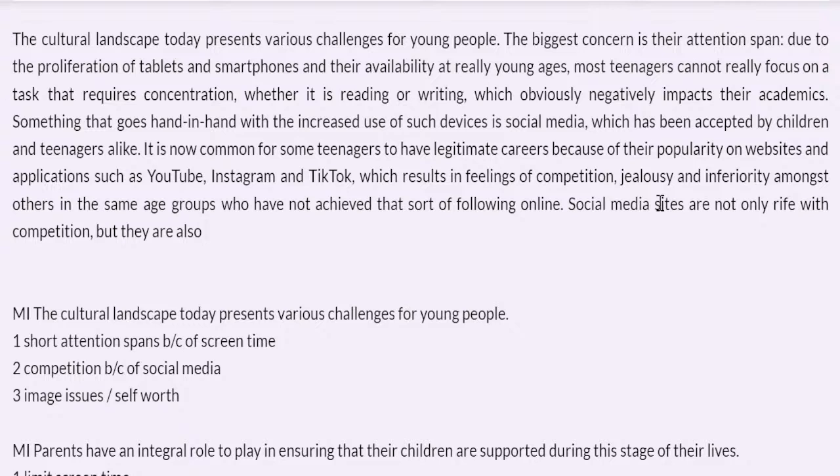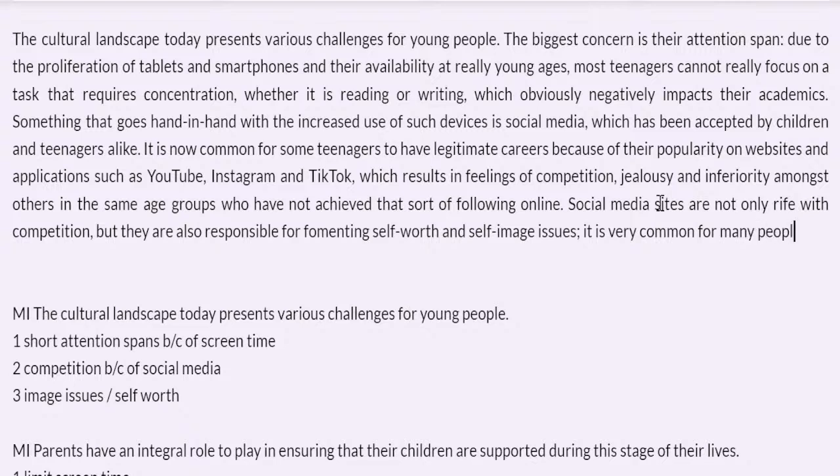So these sites are not only rife with competition, but they are also places where, well, they're also, I think they aren't, because again, I could say they're responsible. Why not? Because it's the algorithm which pushes a certain type of person to the top, right? So, I mean, yeah, why not? This makes sense. Responsible for fomenting self-image issues, self-worth, it is a very common fact for young people. I've already used that.